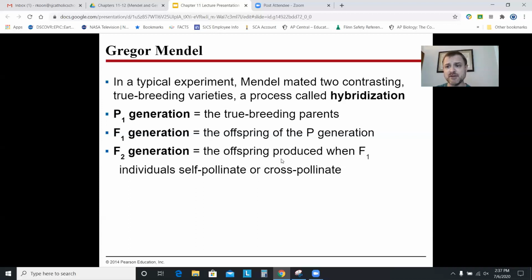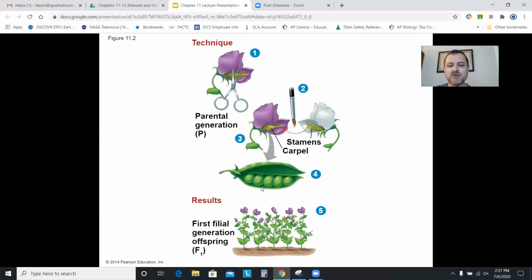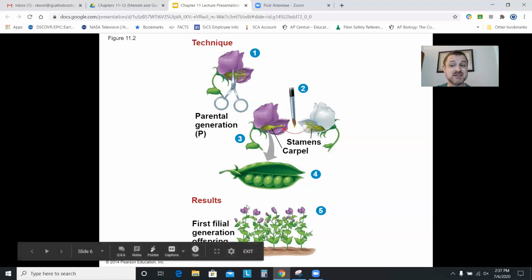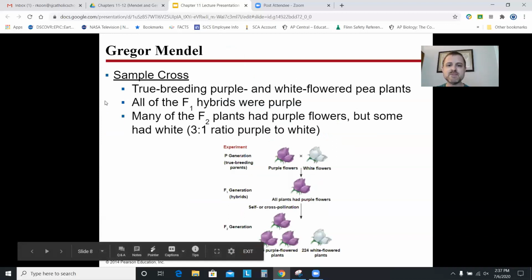Notice in this diagram, the parents were purple and white, but all the F1s were all purple. So it seems like the white trait just disappeared. It didn't disappear, it's recessive, but it seemed like it disappeared, okay? So let's do a sample cross. This is what was on the previous slide.